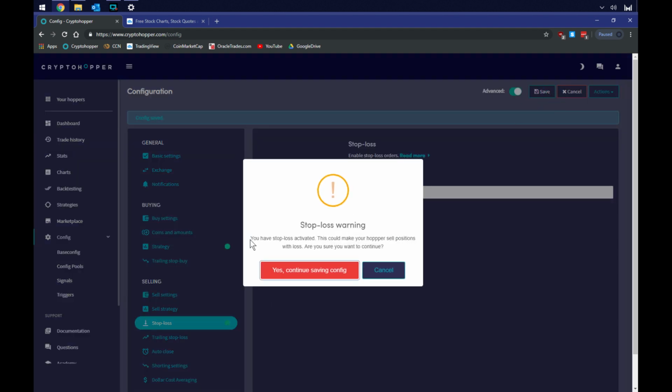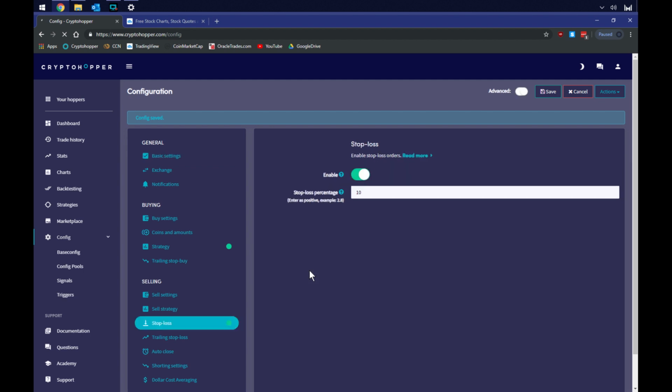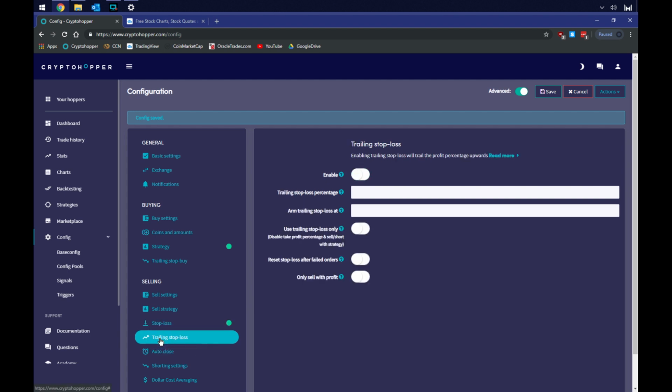You'll see a warning. You have stop loss activated. This could make your hopper sell positions with loss. Yes, that's unfortunately something we'll have to endure. Now the next option here is the trailing stop loss.